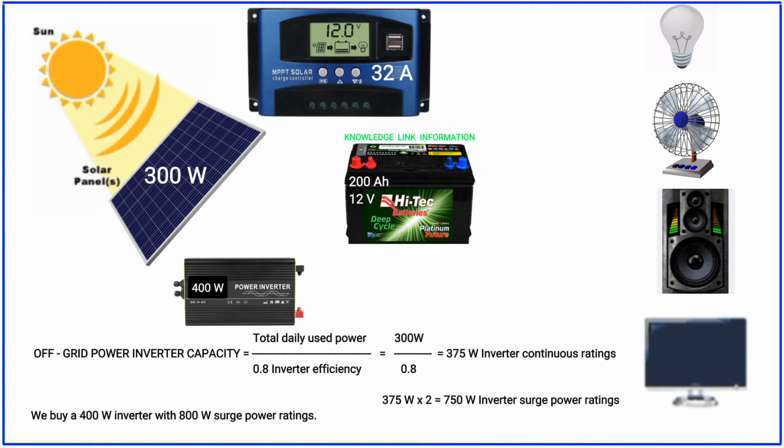Then, calculate the off-grid power inverter capacity using the formula of total load power in watts divided by 0.8 inverter efficiency. We have 300 watts divided by 0.8 is equal to 375 watts as inverter continuous rating, and multiplied by 2 is equal to 750 watts as surge power ratings. So, we buy a 400 watts inverter with 800 watts surge power ratings.